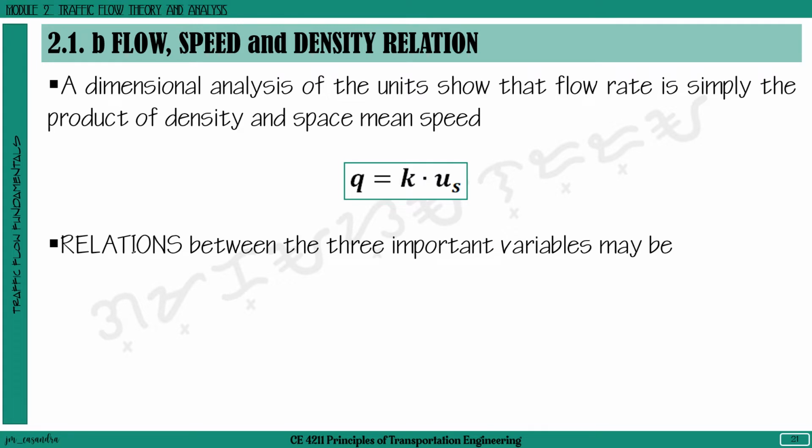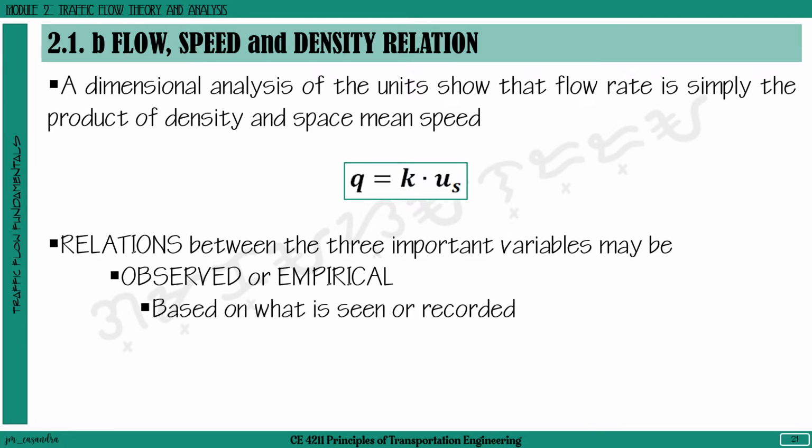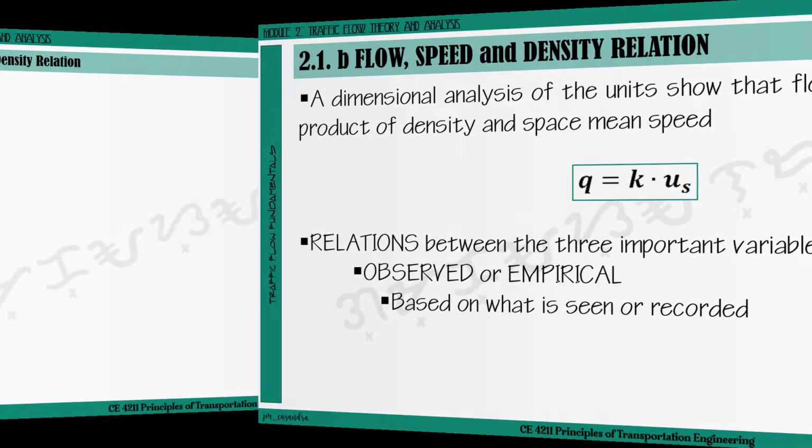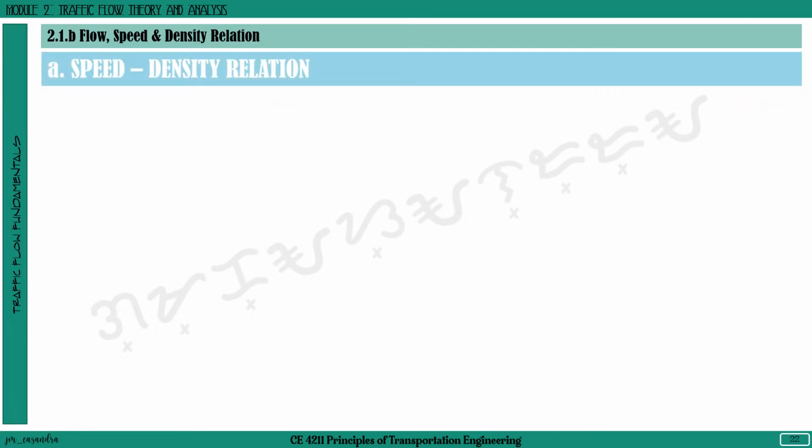And with this, the relations now between the three important or major variables for traffic flow may be said as observed or empirical, meaning the relationships now will be defined based on what is seen or recorded based on our observations. So the first relation that we are going to discuss is the speed-density relation.